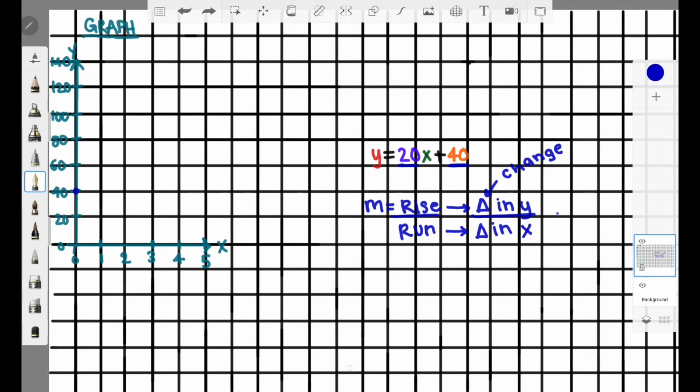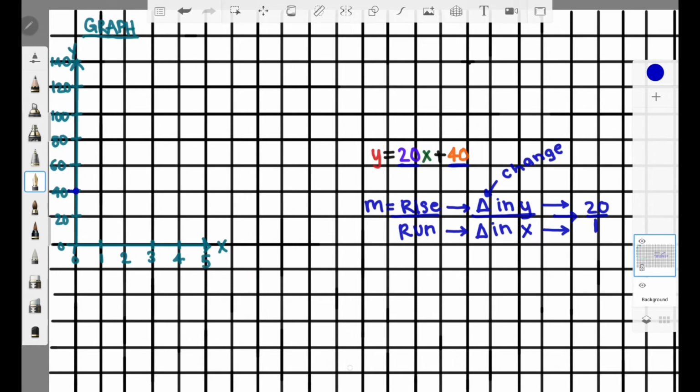Basically means that our slope is 20 over 1. Now these are both positive values. Rise is positive, run is positive, which means that we know that our change in y is going to be 20 up since it's positive, and our change in x is going to be 1 to the right since 1 is also positive. All right, now we can graph.